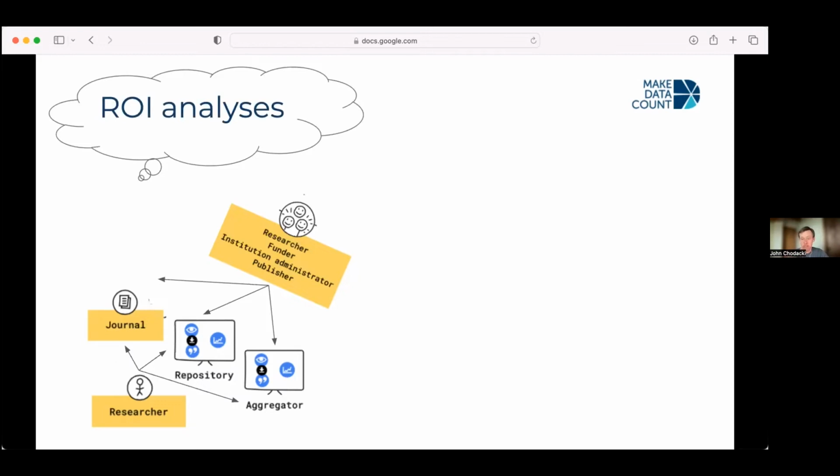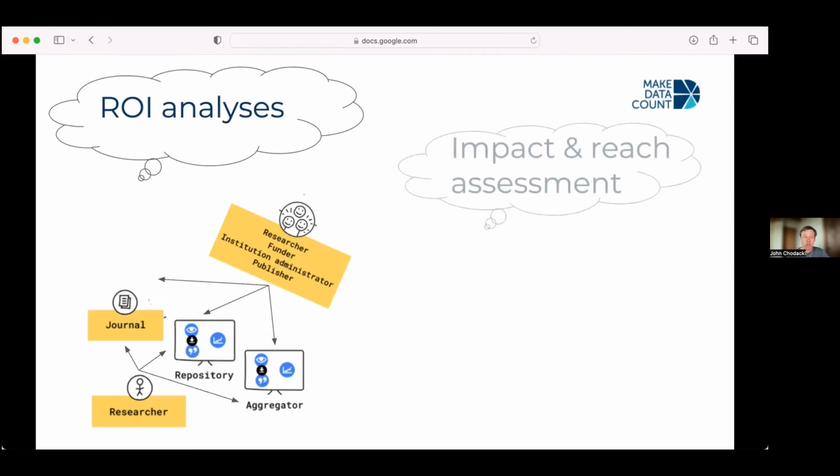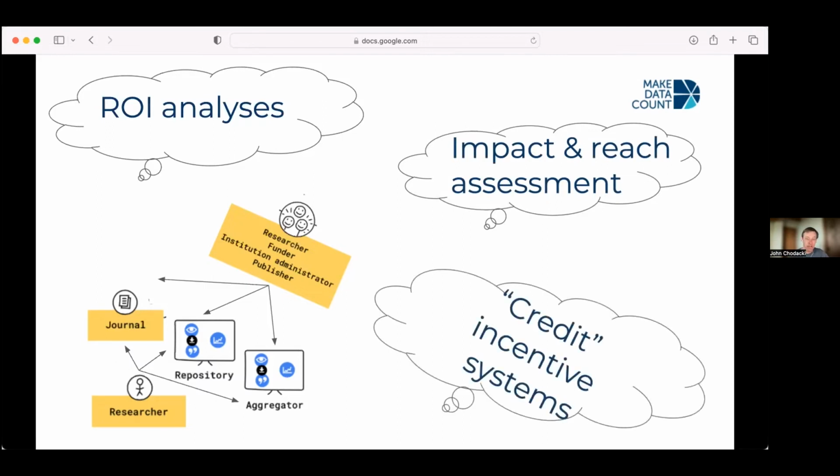Institutions and researchers start to say, well, what is the ROI of this data, these data packages? And also, what is the impact and reach and the influence that our institutions are having? As we start to build this awareness of what we're doing, we're starting to see that we do want this credit. We do want to be able to have this credit.